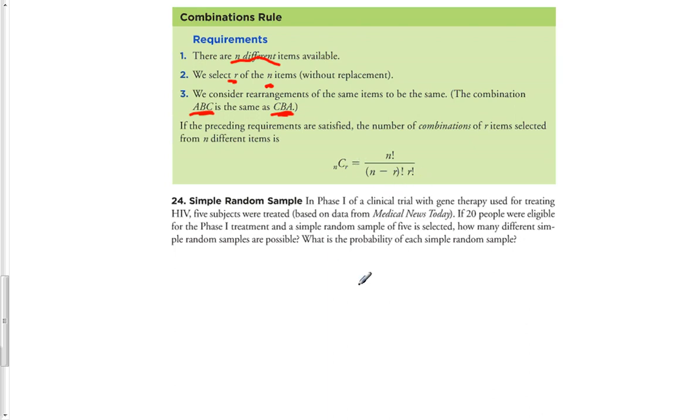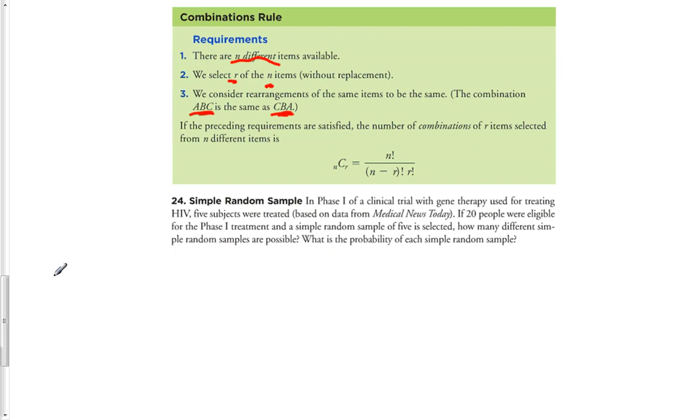And let's look at this example. It says, in phase 1 of a clinical trial with gene therapy used for treating HIV, 5 subjects were treated. Based on data from Medical News Today, if 20 people were eligible for the phase 1 treatment and a simple random sample of 5 is selected, how many different simple random samples are possible? What is the probability of each simple random sample? Well, let's see.